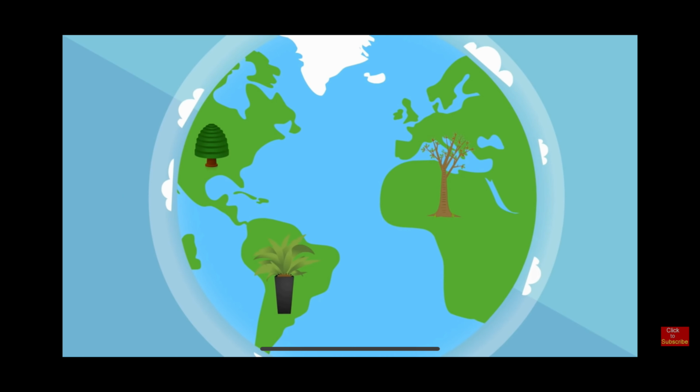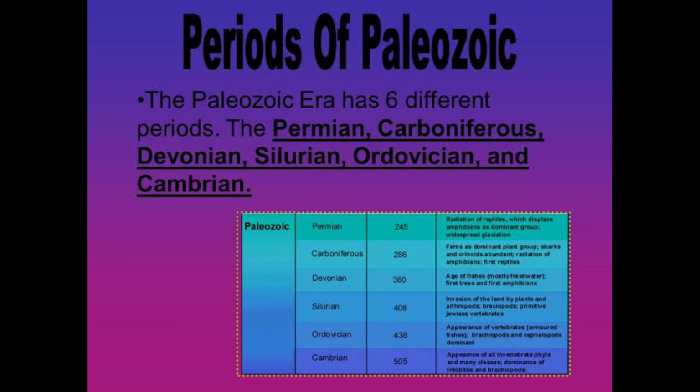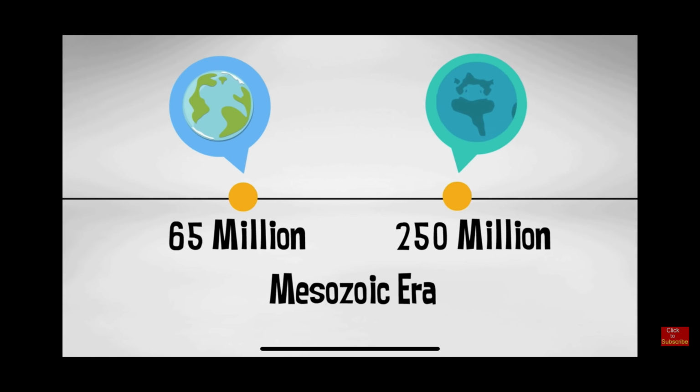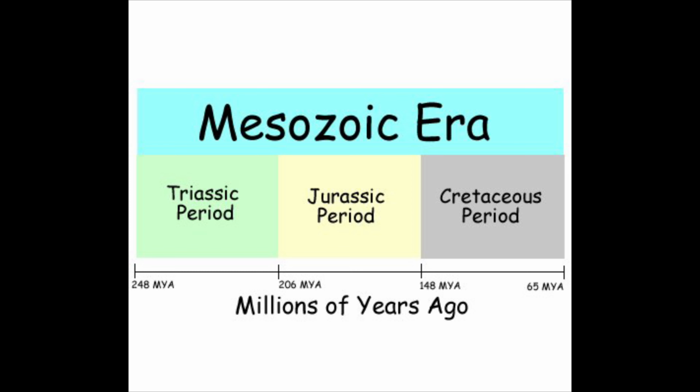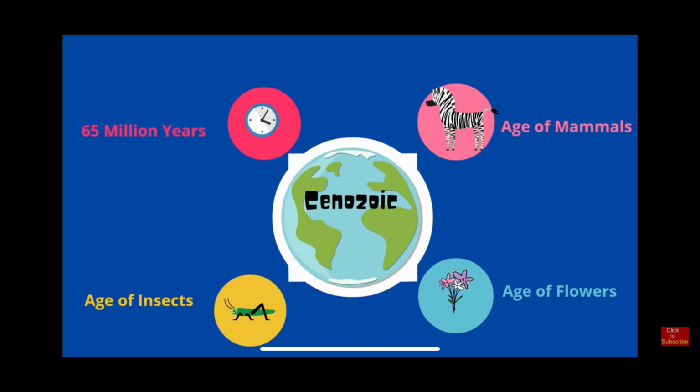It is further divided into 7 periods, which are Permian, Carboniferous, Devonian, Silurian, Ordovician, Cambrian, and Precambrian. Now, next came the Mesozoic era, where dinosaurs prospered. It is divided further into 3 periods, which are Cretaceous, Jurassic, and Triassic.